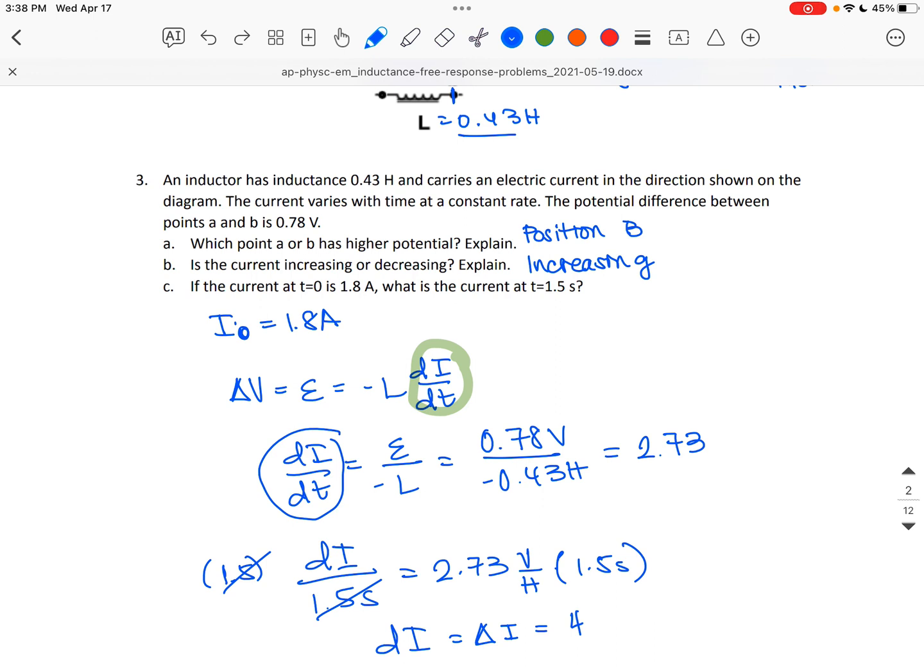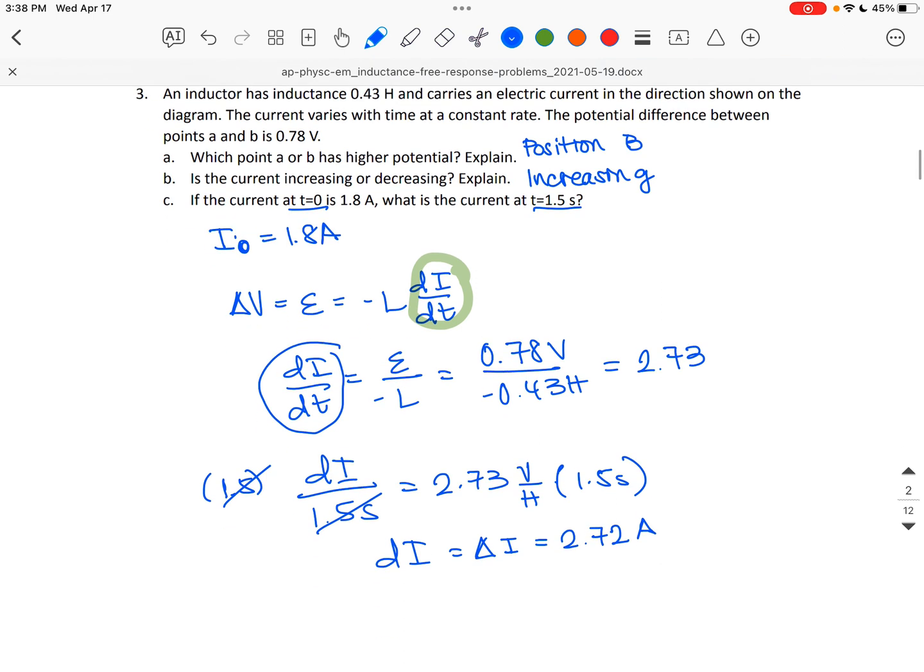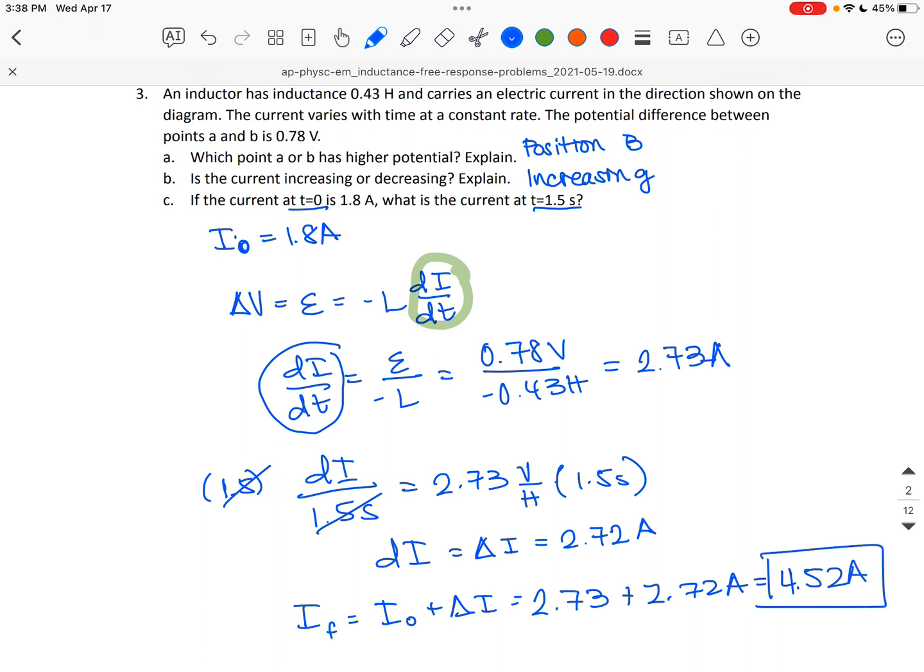Our change in current is going to be 2.72 amps from 0 to 1.5 seconds, but I want the final current, which is going to be the initial current plus the change in current, and then we can add these together. 2.73 amps plus 2.72 amps, and you get 4.52 as the final current.